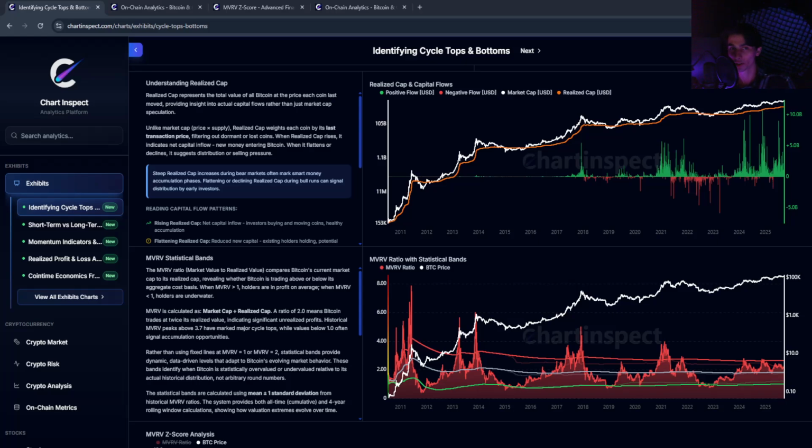Today, I want to showcase two fundamental on-chain metrics that give insight into Bitcoin market cycles through the lens of unrealized profit and cost basis. So unrealized profit tells us how much capital gain exists across Bitcoin holders at current prices. Cost basis distribution, on the other hand, shows us where different cohorts of investors acquired their positions, right?